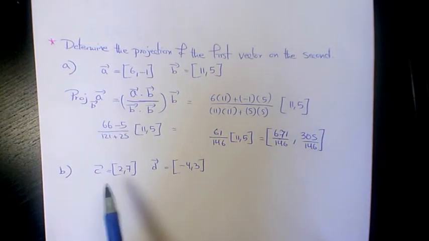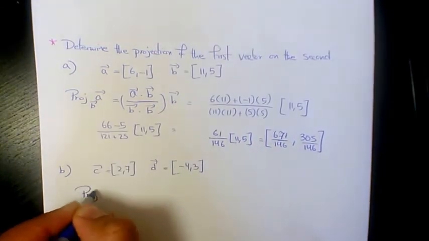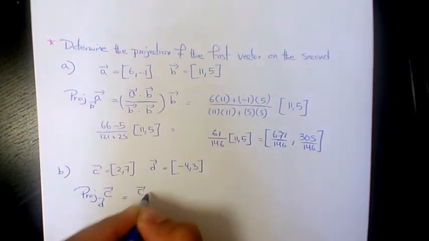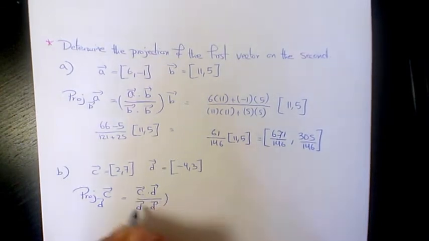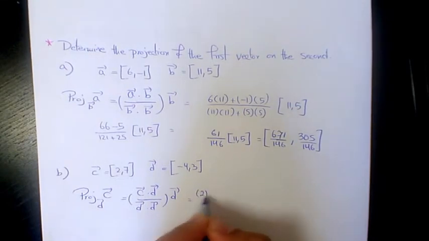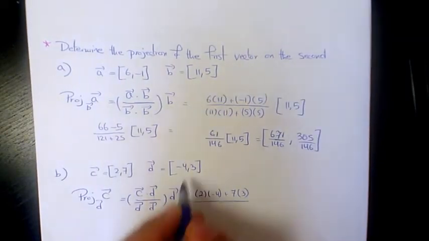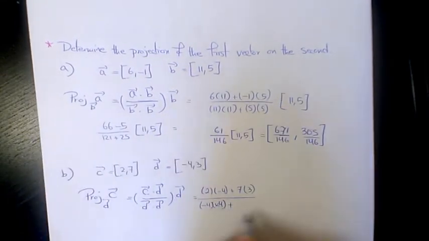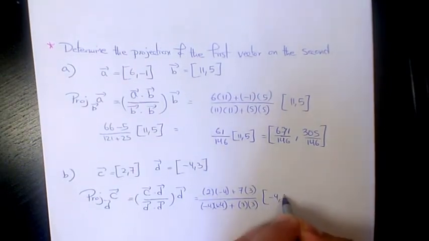Now determine the projection of C over D. It's going to be the projection of vector C over vector D, which is the dot product of C and D over the dot product of D and D, multiplied by vector D. So it's going to be 2 times negative 4 plus 7 times 3, divided by D dot D, negative 4 times negative 4 plus 3 times 3, times D, which is negative 4 and 3.